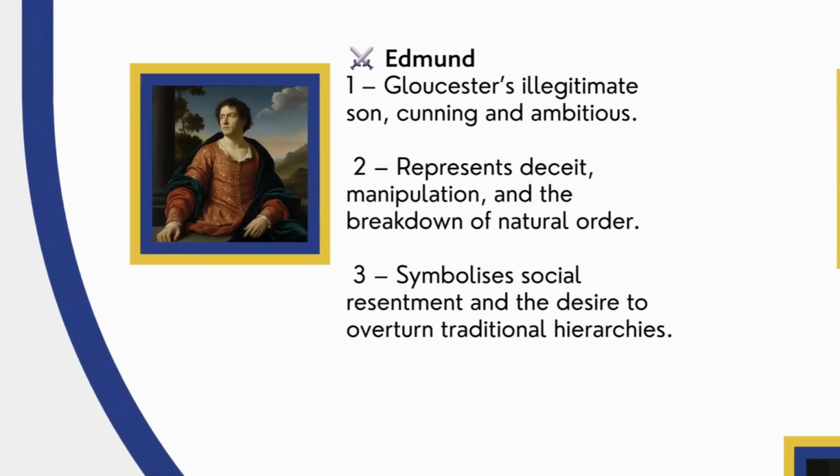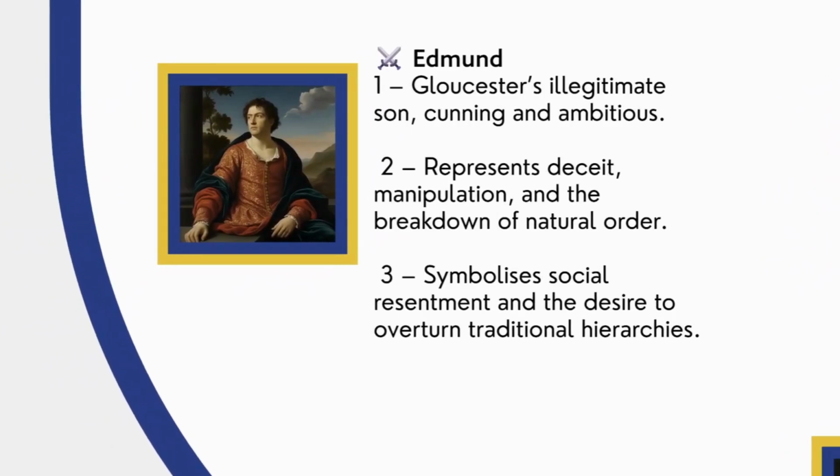Then we have Edmund. So Edmund is Gloucester's illegitimate son. He's very cunning and ambitious, I should say, and represents, again, deceit, manipulation, but also the breakdown of the natural order as the kingdom starts to disintegrate. Okay, and symbolises social resentment because he's illegitimate, and in this period that was not a good thing. You would be ostracised for that, and the desire to overturn traditional hierarchies. He wants to make his way in the world and overcome his illegitimate nature.